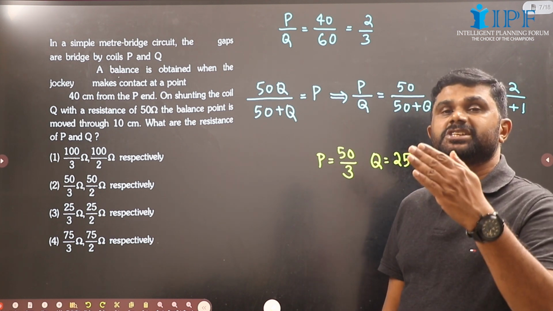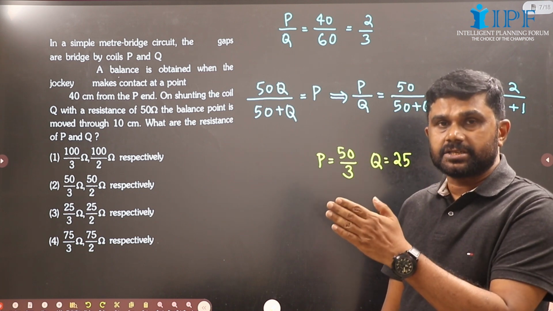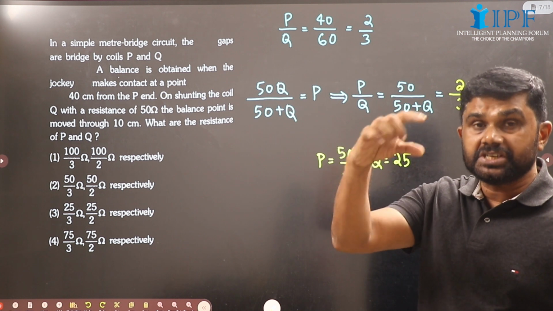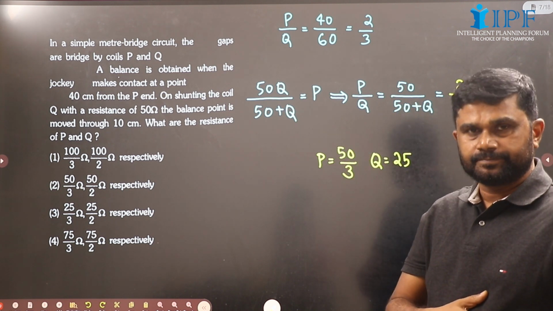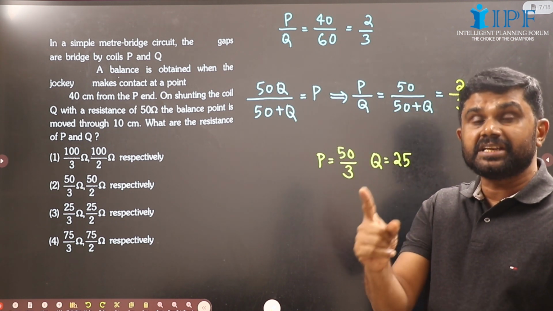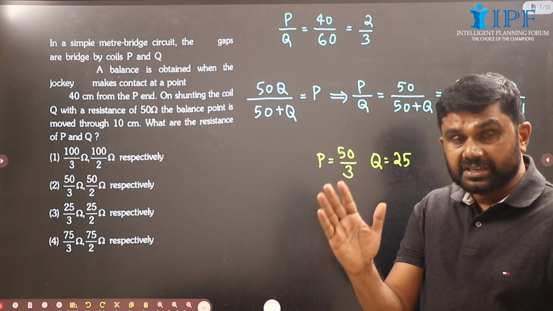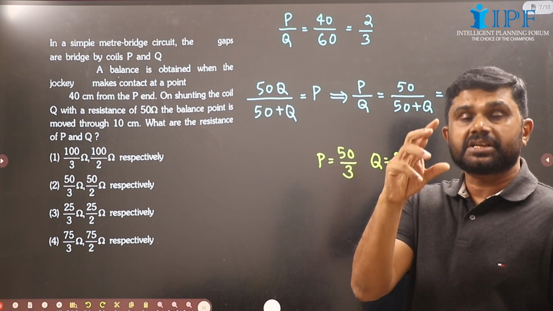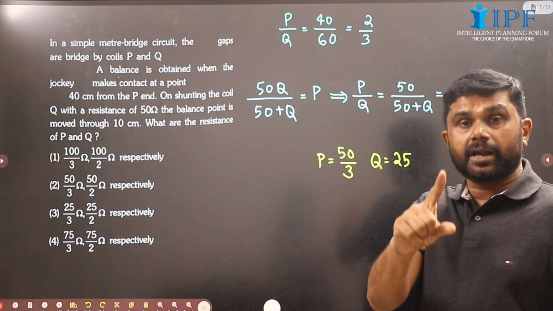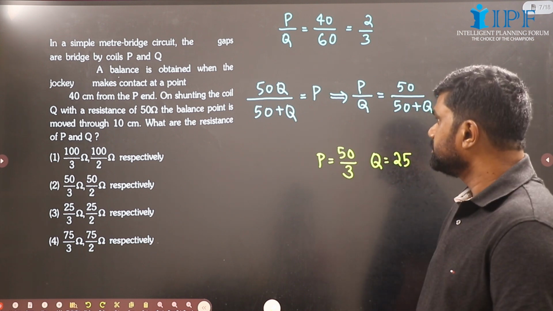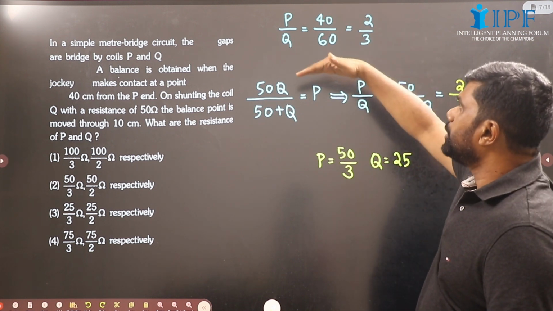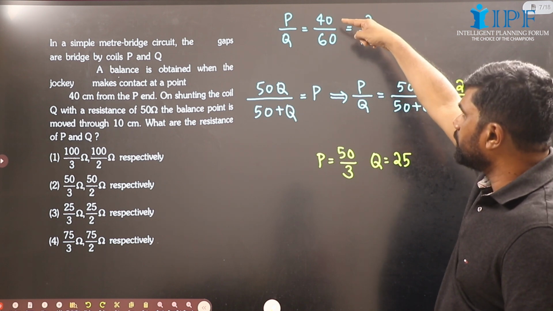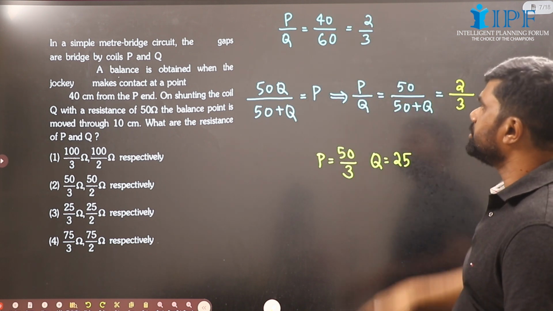Okay, so the balance point will be 50 centimeter when Q is shunted with 50 ohm resistance. Balance point 50 centimeter means the effective resistance across the two gaps will be equal, or the resistance P will be equal to the parallel combination of Q and 50 ohm. First, P by Q: the balance point is 40, so L by 100 minus L becomes 40 by 100 minus 40, which is 60, so it is 2 by 3.